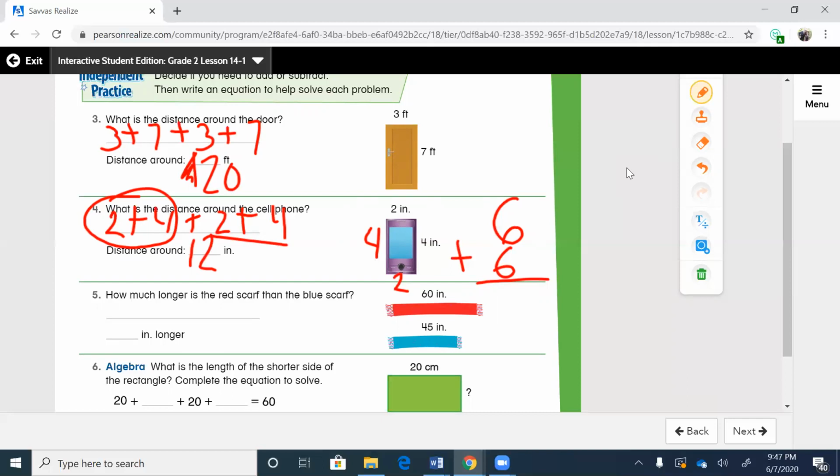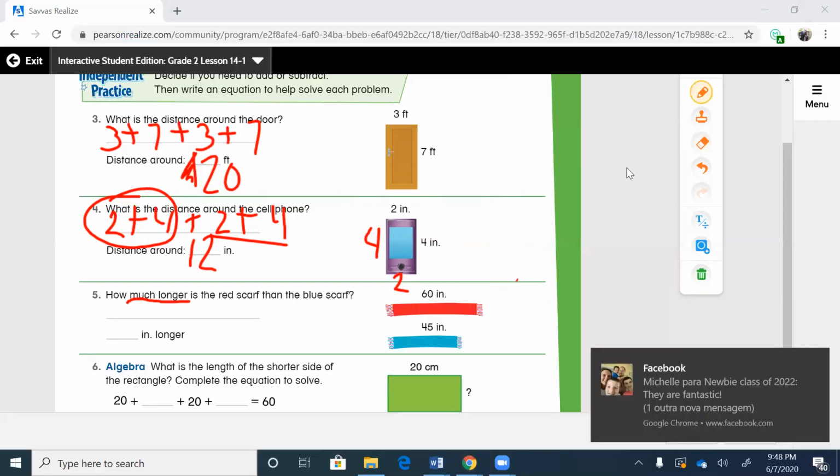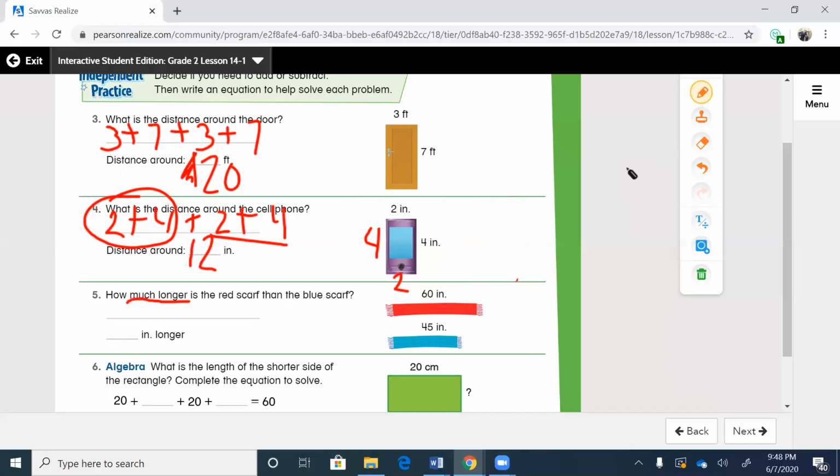Now we have a problem. This next one is different. It says, how much longer is the red scarf than the blue scarf? Whenever it says how much longer, you're going to be subtracting. Always put the biggest number first. Let me just erase this here. So which scarf is longer? The red one. So the red one number goes on top, that's 60. And then we just put the bottom one. Put your minus sign so you remember you're subtracting.